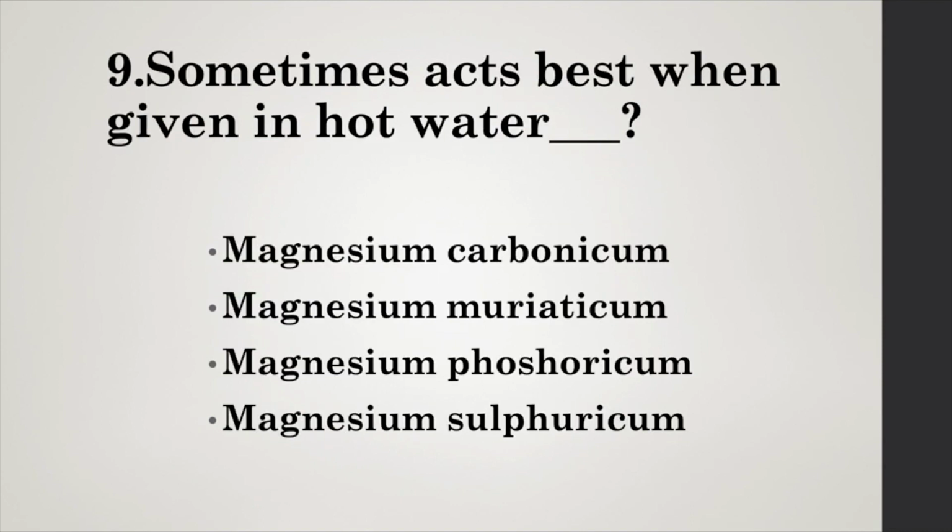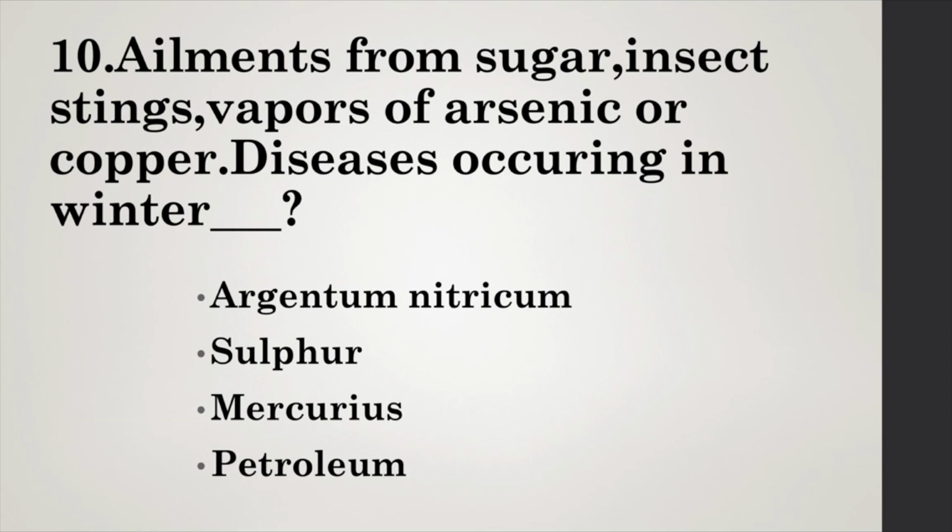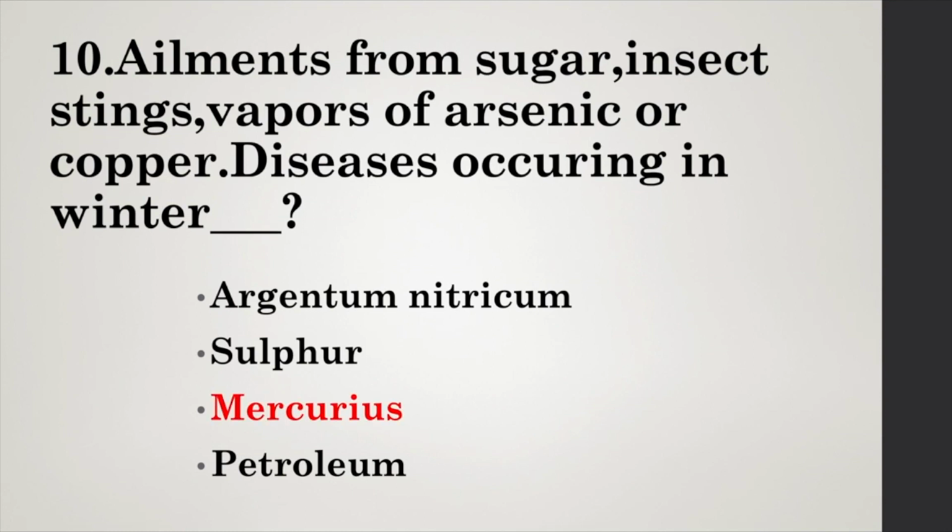Sometimes acts best when given in hot water. Options magnesium carbonicum, magnesium muriaticum, magnesium phosphoricum, magnesium sulfuricum. Answer magnesium phosphoricum. Ailments from sugar, insect stings, vapors of arsenic or copper, disease occurring in winter. Options: argentum nitricum, sulfur, mercurius, petroleum. Answer: mercurius.